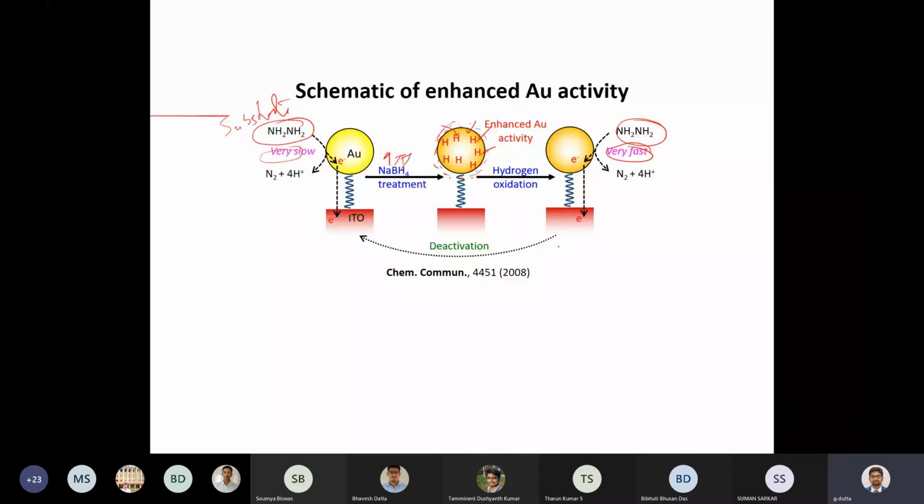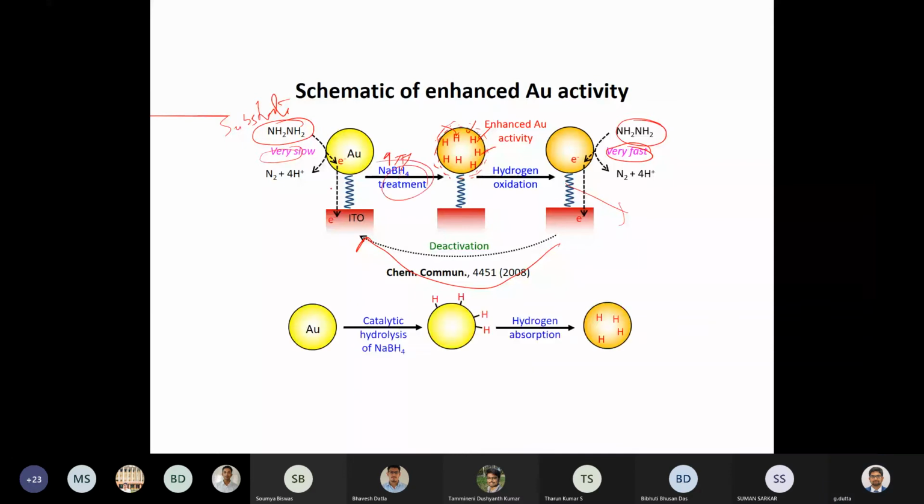This activation can also be deactivated. As I mentioned, you can keep it a long time at room temperature, but somehow some contamination can come, so it can be deactivated. It's possible. But you can activate it again with sodium borohydride.